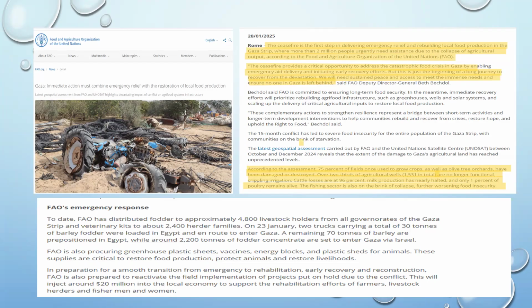FAO is also procuring greenhouse plastic sheets, vaccines, emergency blocks, and plastic sheds for animals. These supplies are critical to restore food production, protect animals, and restore livelihoods. In preparation for a smooth transition from emergency to rehabilitation, recovery and reconstruction, FAO is also prepared to reactivate the field implementation of projects put on hold due to the conflict. This will inject around $20 million into the local economy to support the rehabilitation efforts of farmers, livestock herders, and fishermen and women.